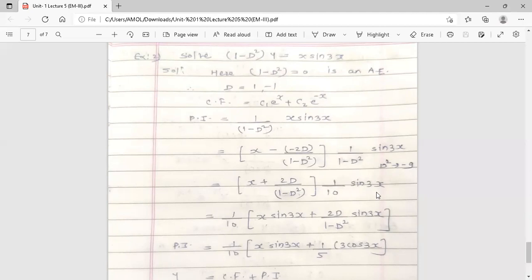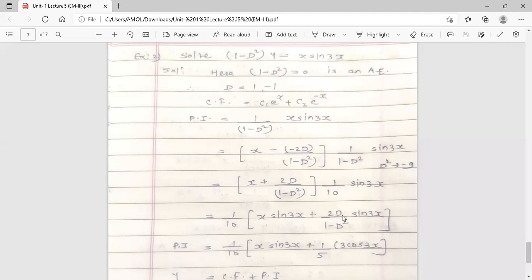So x into sine 3x is x into sine 3x plus 2D upon 1 minus D square into sine 3x. Now solve this term for sine 3x. Replace D square by minus 9 because we are solving for the sine function. Again a is 3, so the square of 3 is 9. Give a negative sign to it and replace D square by minus 9. So 1 minus minus 9 means plus 10, and 2 upon 10 is 1 by 5.